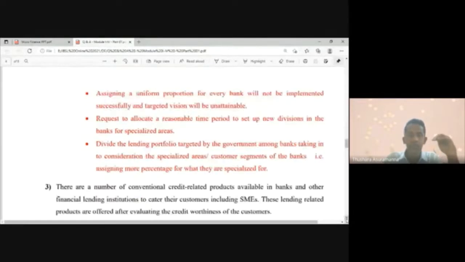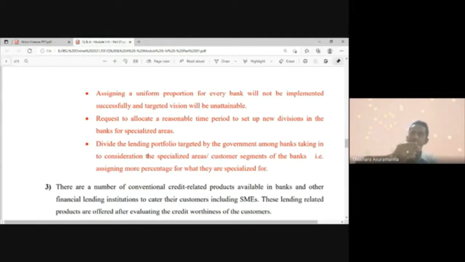Right. These are the kind of remedial actions they could take. Part B. Assigning a uniform proportion for every bank will not be implemented successfully and the targeted vision will be unattainable. So that's basically part one. Request to allocate a reasonable time period to set up new divisions in the bank for specialized areas. So that's what we can do.